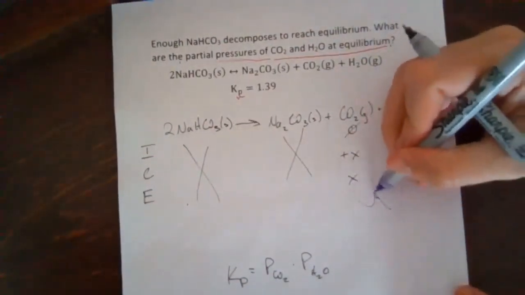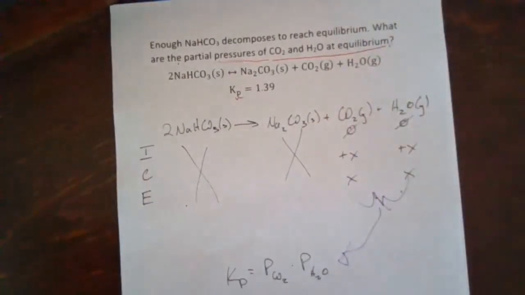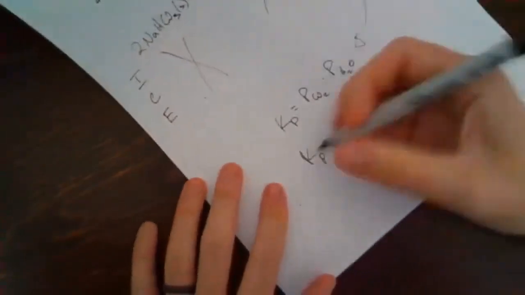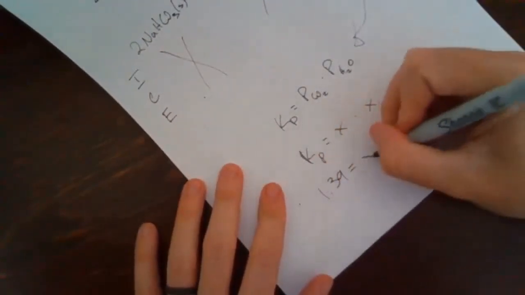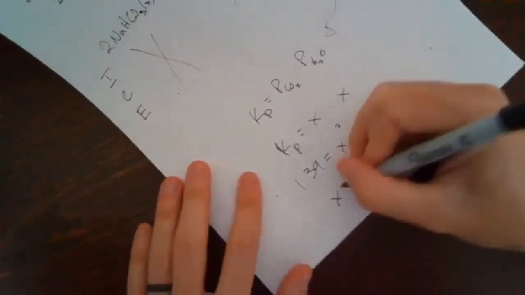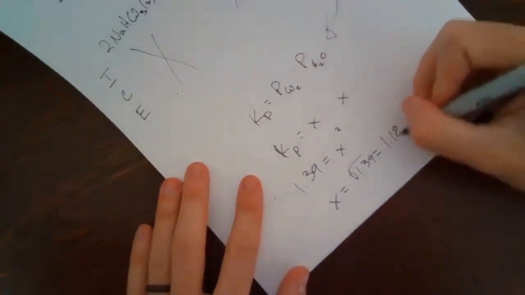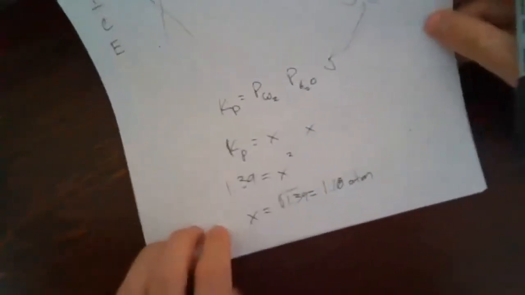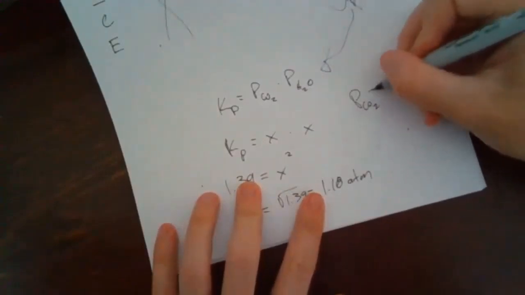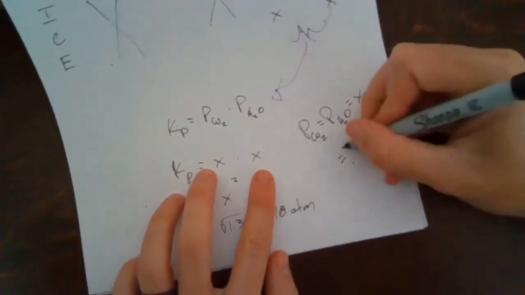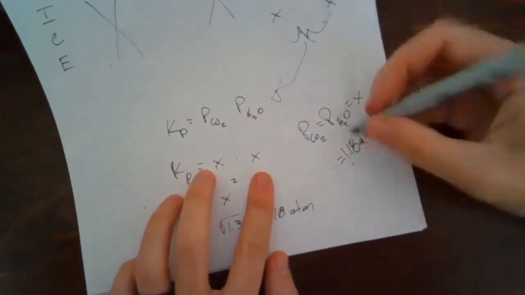So I'm going to take those x's and substitute them into the pressures. And so I get that Kp is equal to x times x. Kp is 1.39, so that's going to be equal to x squared. That tells us that x is the square root of 1.39, which is equal to 1.18 atmospheres. So we know that the pressure of CO2 is equal to x, and the pressure of H2O is also x. So they are both equal to 1.18 atmospheres.